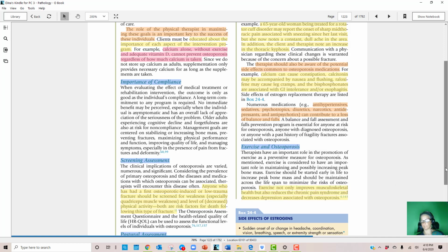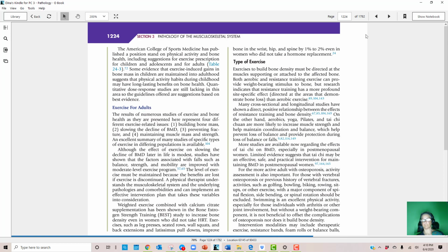The American College of Sports Medicine has published a position stand on physical activity and bone health, including suggestions for exercise prescription for children and adolescents and for adults. Table 24.3. Some evidence that exercise-induced gains in bone mass in children are maintained into adulthood suggests that physical activity habits during childhood may have long-lasting benefits on bone health. Quantitative dose-response studies are still lacking in this area, so the guidelines offered are suggestions based on best evidence.